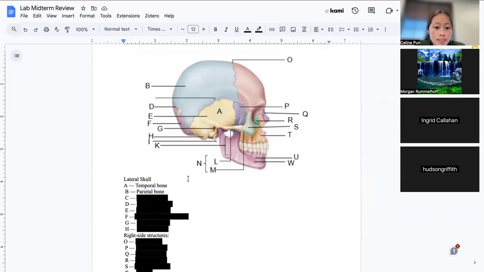Okay, D. What is this suture called? It's so interesting. Lambdoid suture. It's the one that creates a lambda on your head. Okay, E.